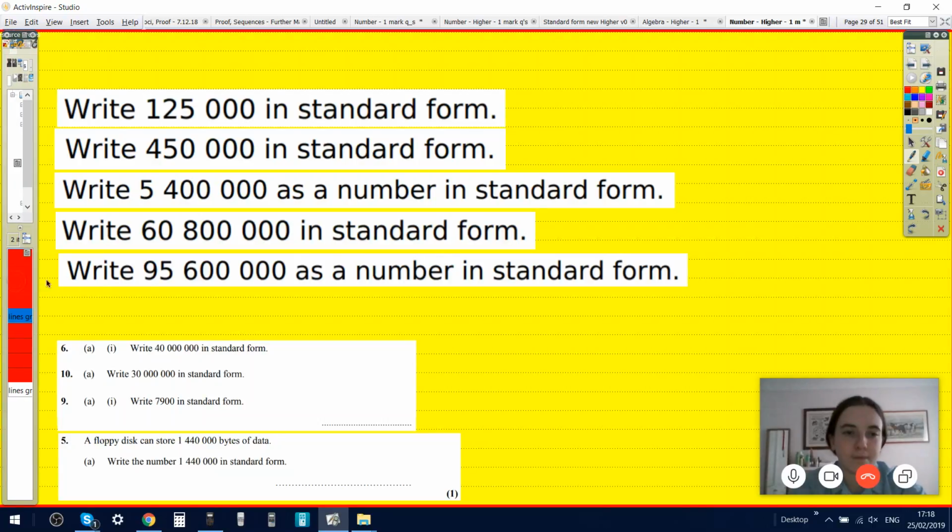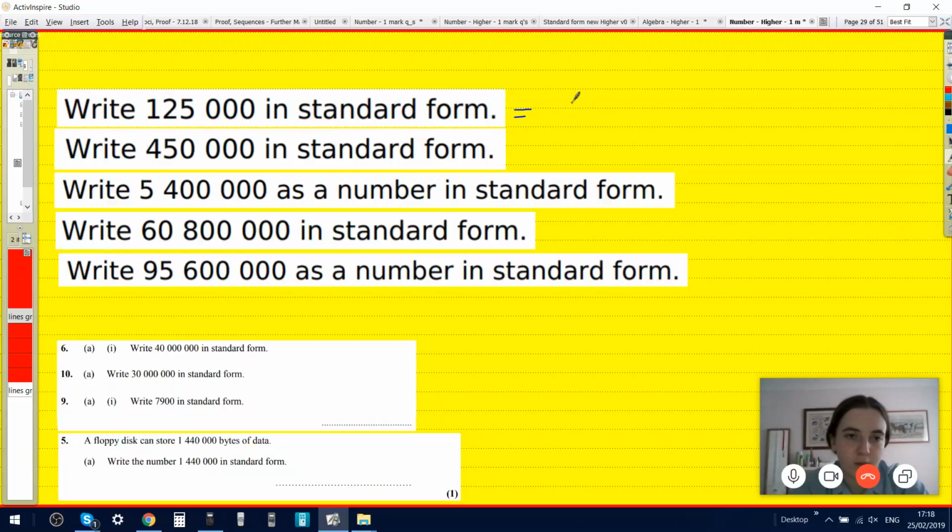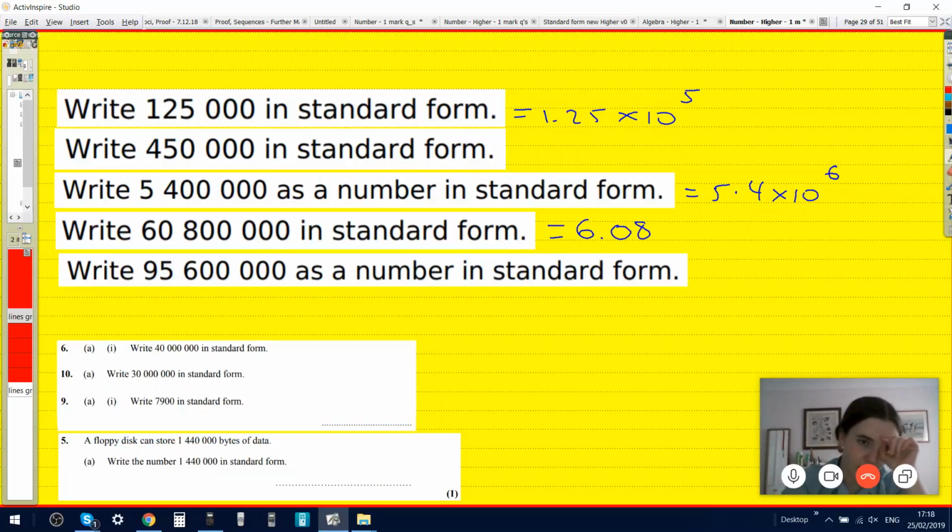First one. 1.25 times 10 to the 5. This one? 5.4 times 10 to the 6. This one? 6.08 times 10 to the 7. Yes. And they're fine.